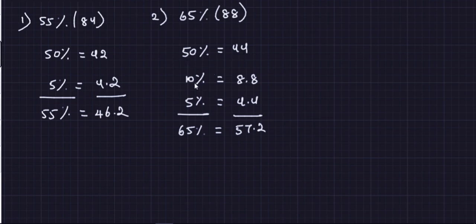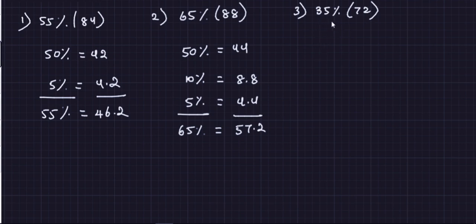So 50% is 44, 10% is 8.8, 5% is 4.4. Adding them up, we will get this thing easily. Now, moving on to one more example. 35% of 72. So getting this thing, you can frame your own ways of solving.